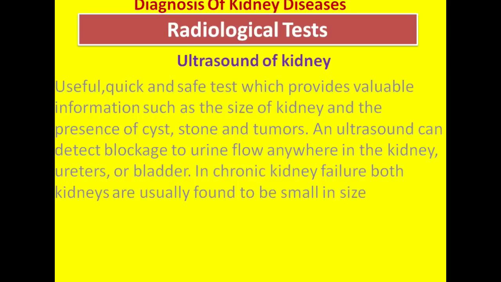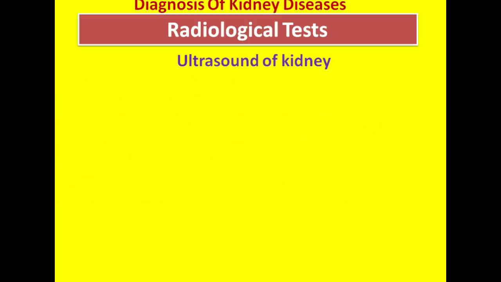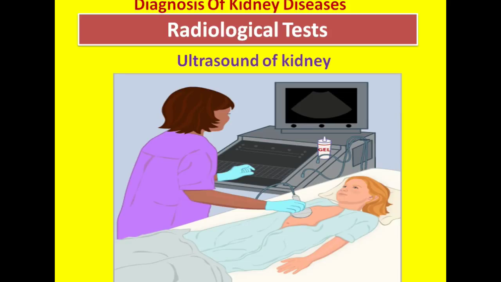Once the blood test is over, we go to see exactly what is happening inside the kidney by radiological assessment. The commonest we do is ultrasound of the kidney, which is a quick and safe test that provides valuable information such as the size of the kidney, whether it has a cyst, stone or tumor, how the kidney looks, the density of the kidney, whether it is failing or congested, or the blood supply is good. Ultrasound can also detect blockage to the urine flow anywhere in the kidney, bladder or ureter, and in chronic kidney failure both kidneys are usually found to be smaller in size.